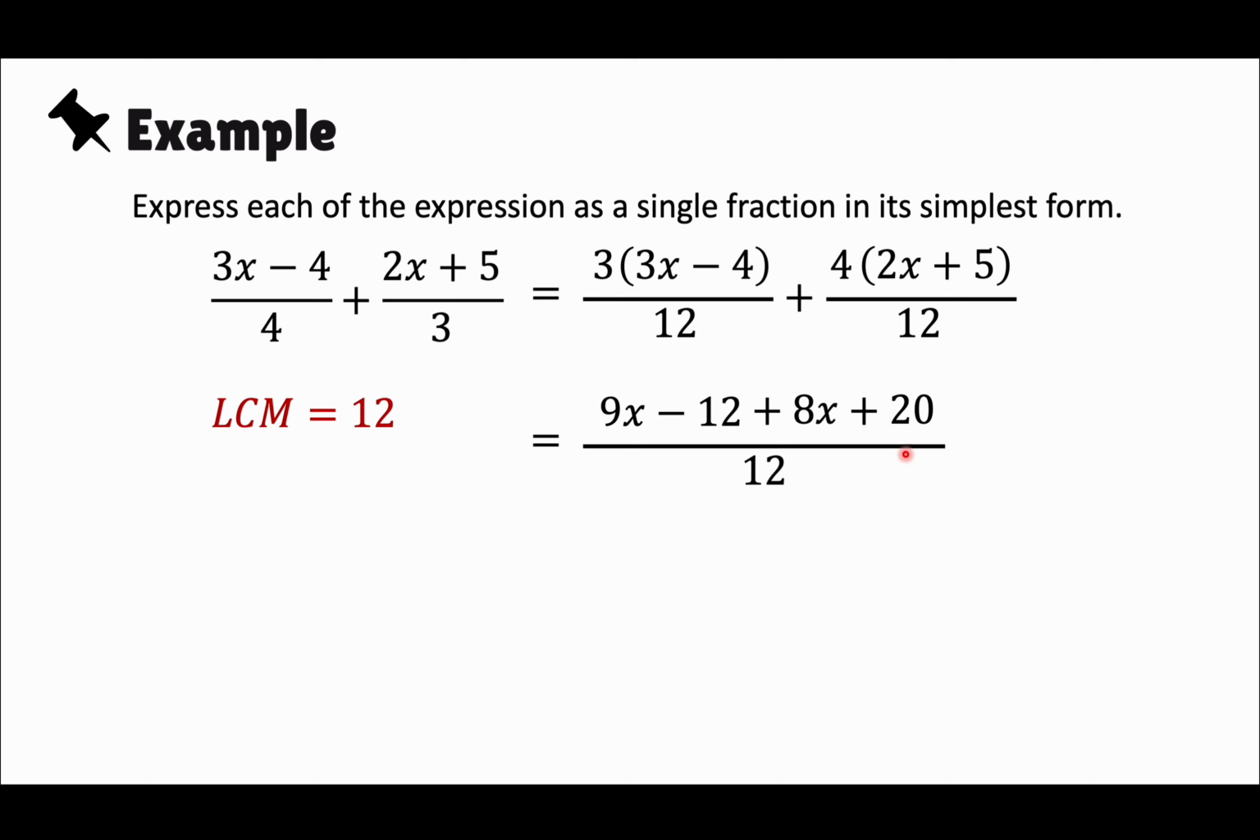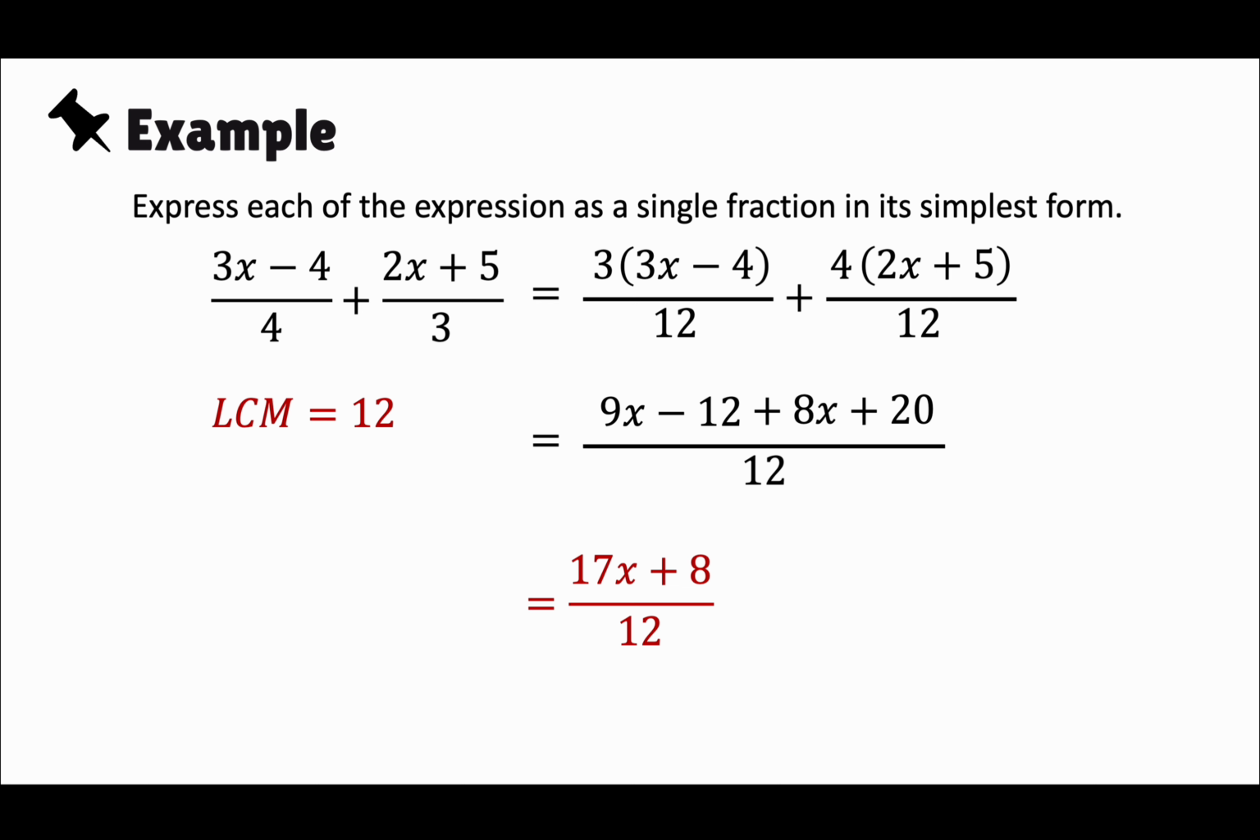Now, after that one, we can now simplify our numerator. So, our denominator is still 12, but if we combine 9x and 8x, that's gonna be 17x. Combining the constant terms, negative 12 and positive 20, you will get positive 8. Okay, so that's the final answer.